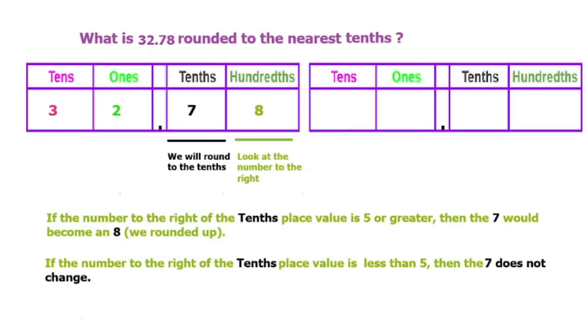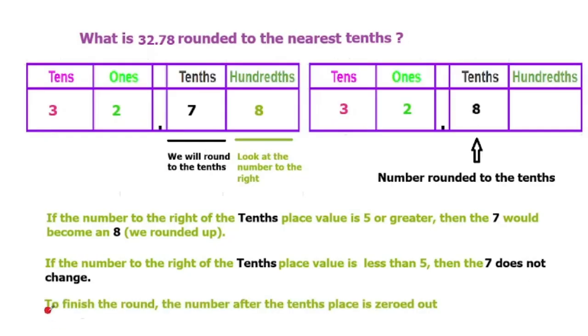So let's use our place value and put in the new number here after we've rounded. So 32 stays the same. Because 8 is 5 or greater, then when we round to the tenths, this becomes an 8. So it's 32.8. To finish the round, the number after the tenths place value is zeroed out. So you put a 0 here to finish it off.